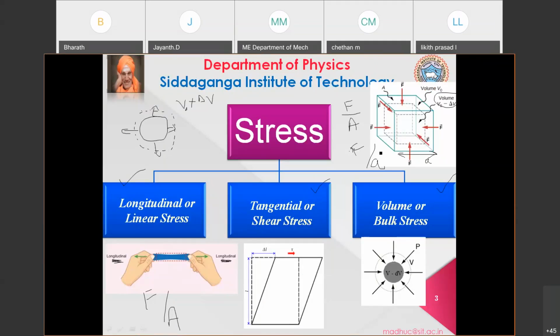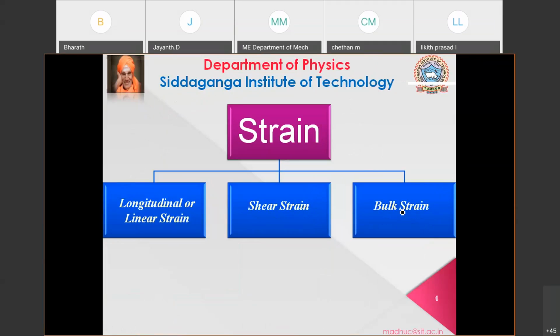Then when you come to the volume or bulk strain, strain means change in dimension to the original dimension. So in that case, it is change in volume by original volume. Shearing strain is nothing but theta. Theta is delta W by H, whatever you have in that diagram.